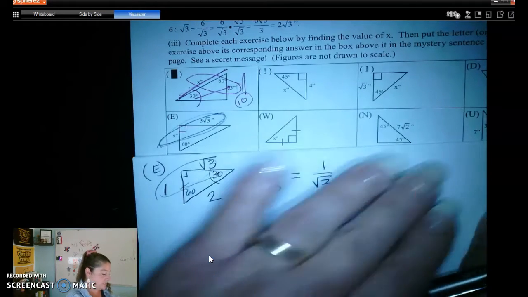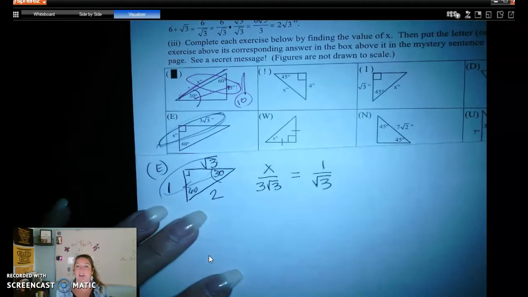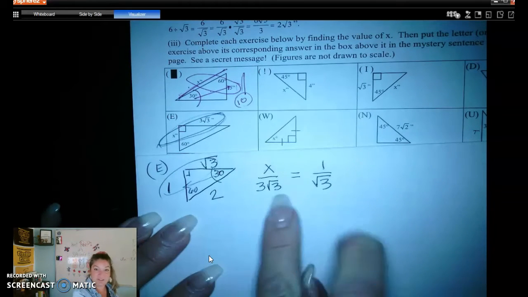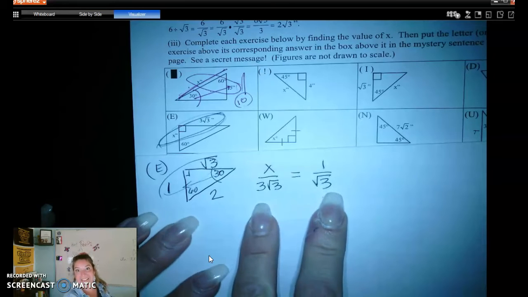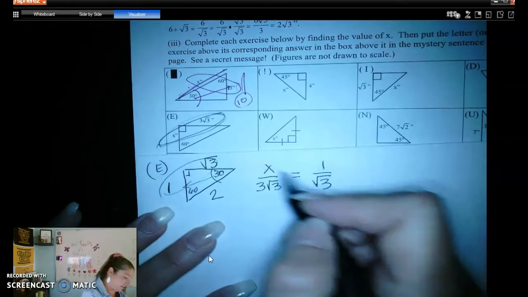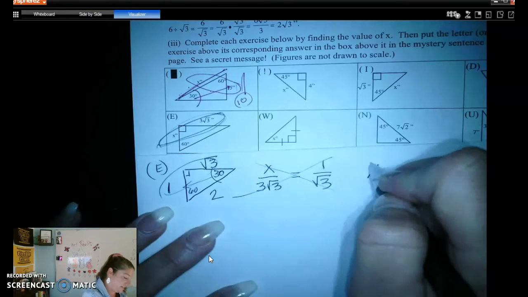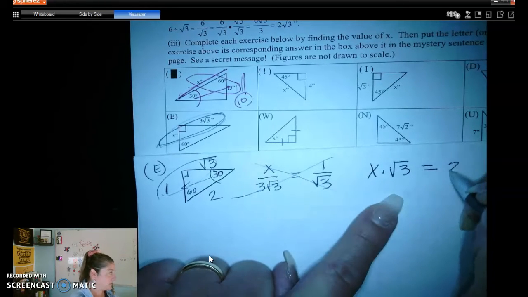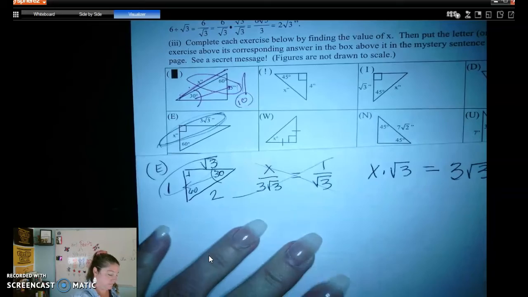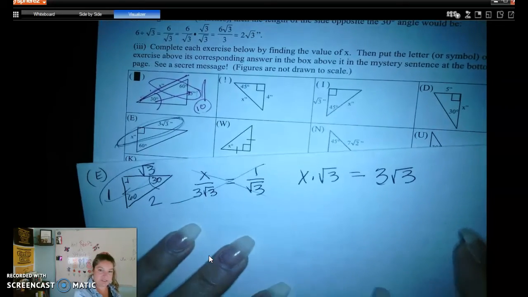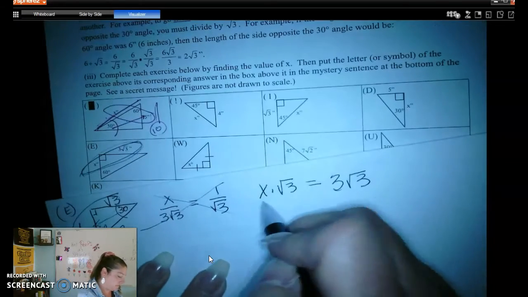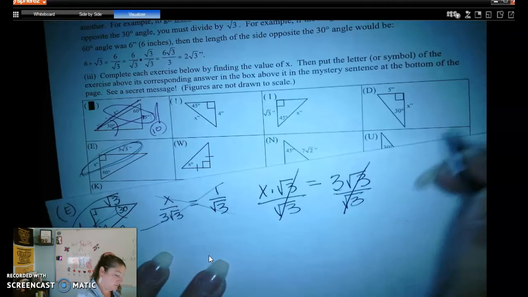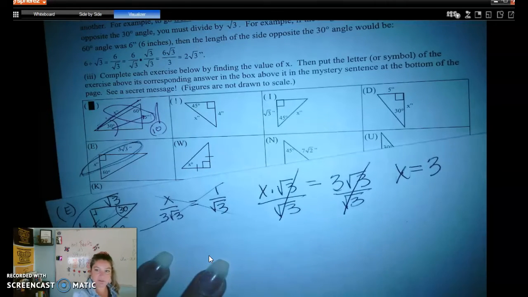I will tell you that sometimes the hairiest part is just trying to figure out how to actually solve it, right? So drawing the triangle, labeling the triangle, and even writing the fractions, not so bad. It's the next step that can sometimes be a little hairy. But let's go cross multiply. So we get x times root 3 equals 3 root 3 times 1, which is just 3 root 3. Oops, I'm off the page. Sorry about that. So we're going to go divide by root 3. And the nice thing is this cancels, and we get x to be 3.